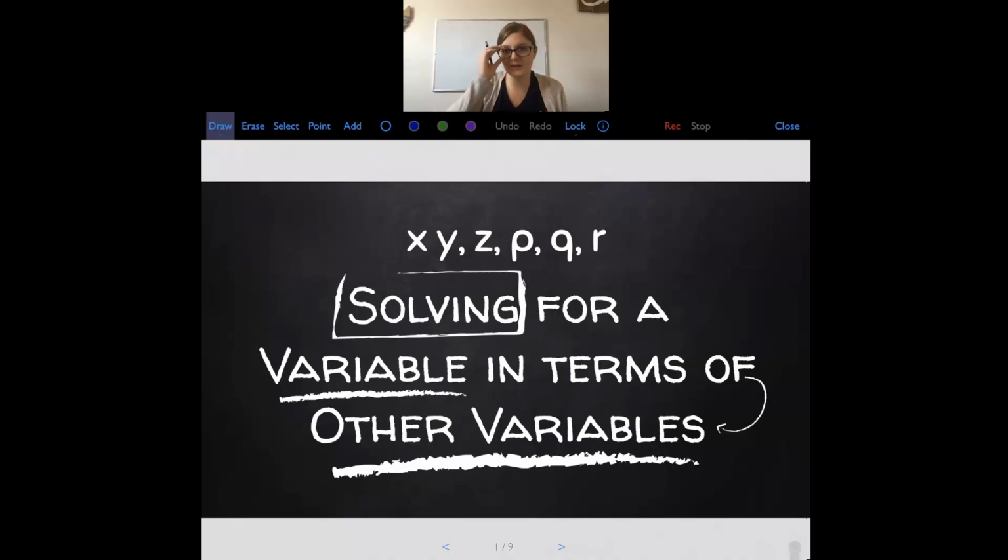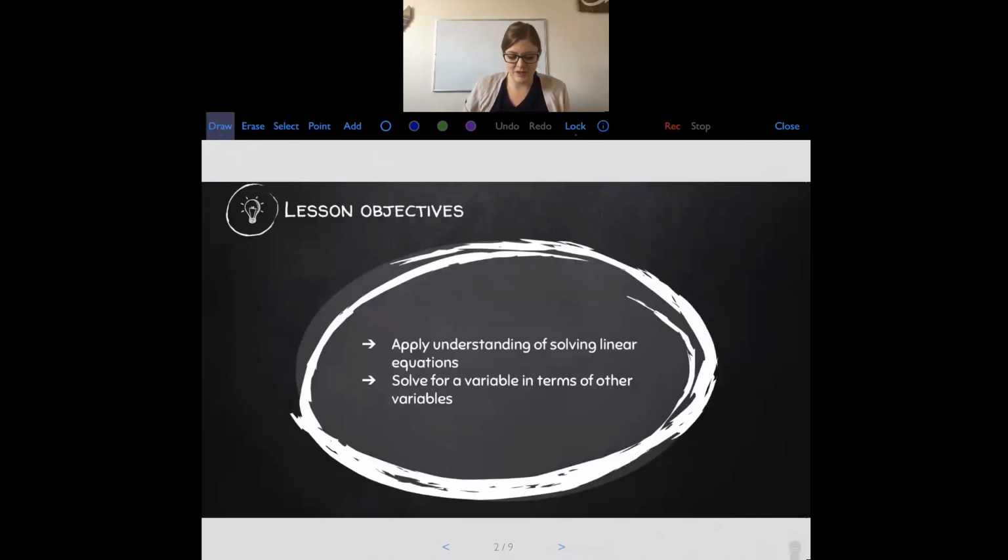In this lesson, we're going to go over solving for a variable in terms of other variables. That's why we have a bunch of different letters at the top. If you remember, when we were solving linear equations, we typically got one solution that was a number. In this case, when we're solving for a variable that we're asked to solve in terms of other variables, it means that we'll have x equals and then it'll be some other variables rather than just one number, depending on the equation. So what we'll do is apply our understanding of solving linear equations and be able to solve for a variable in terms of other variables.